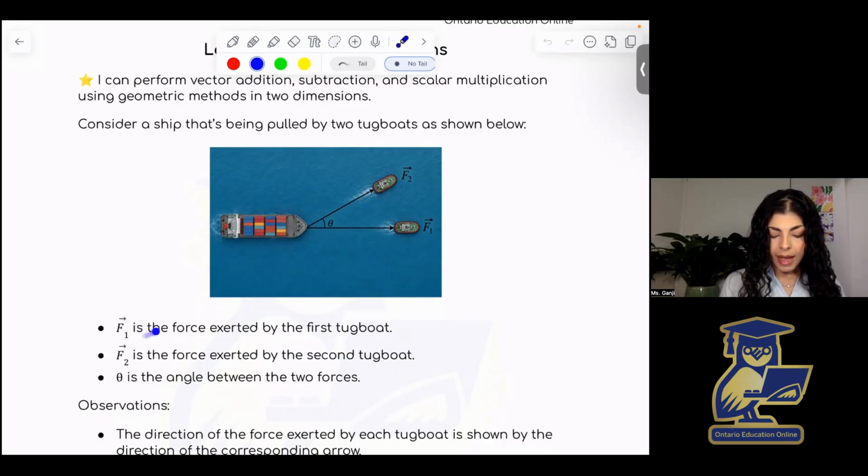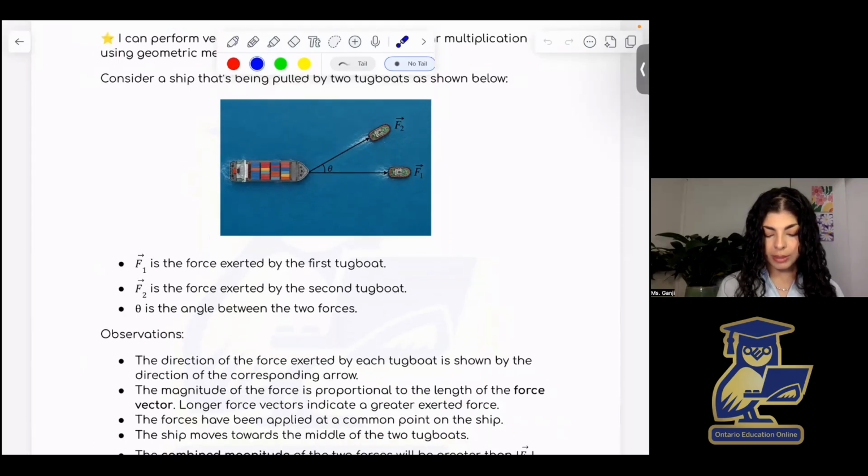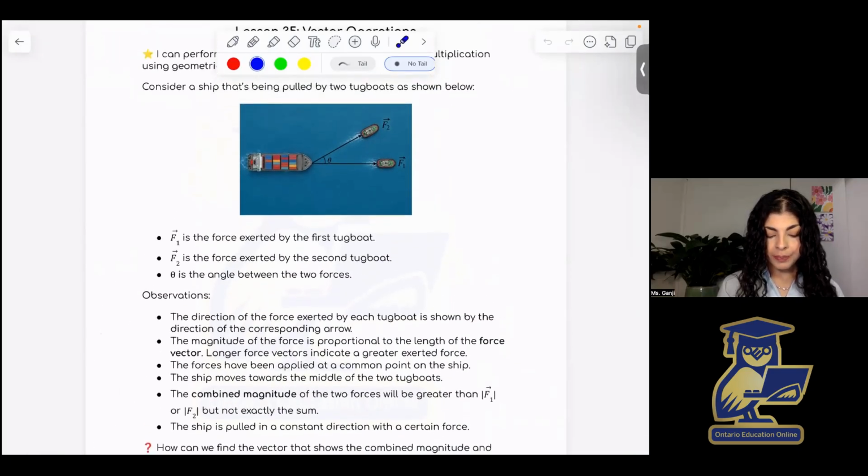Let F1 be the force exerted by the first tugboat, and F2 be the force exerted by the second tugboat. We can see they are both going in different directions. Theta is the angle between the two forces of the two tugboats. First, let's make some observations about what this means.